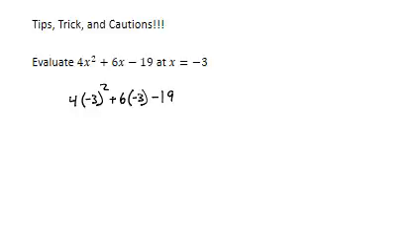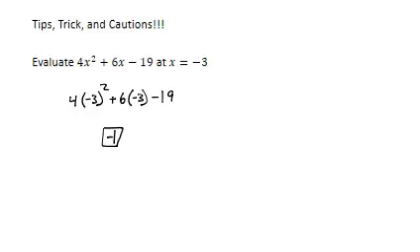One of the benefits of doing that is, the way I've written this, if I plug that straight into my calculator as written, 4 and then open parenthesis, -3, close parenthesis, square it, plus 6, open parenthesis, -3, close parenthesis, minus 19, I end up with a simplified solution of -1.